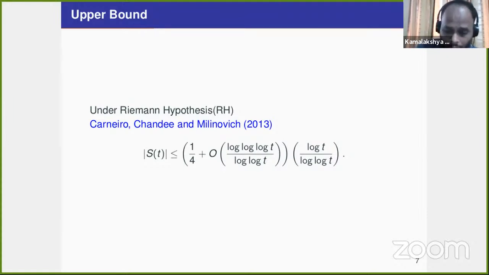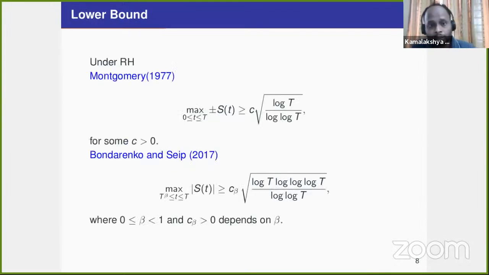Okay, this is the upper bound, but what is the true bound of S(t)? So we may ask what its lower bounds are. These are some results in this direction. The first result is due to Montgomery, who says that the positive and negative values of S(t) are at least of order log t by double log of t.